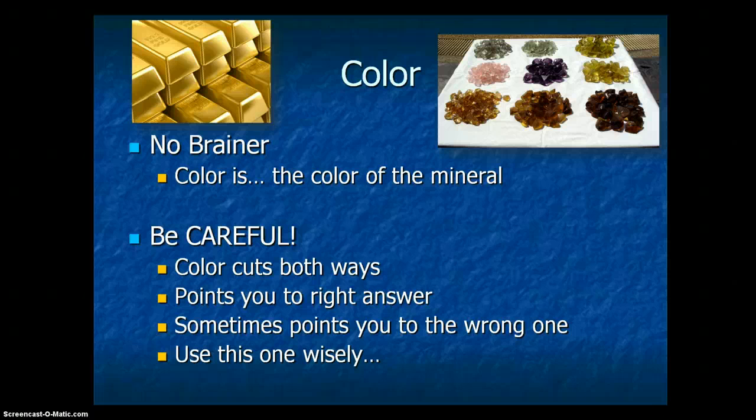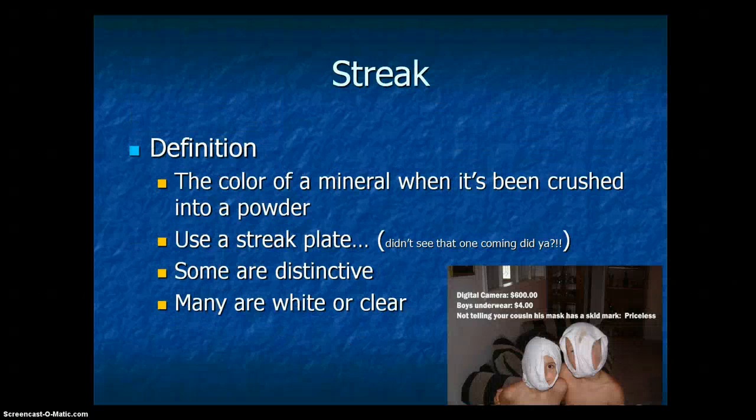Pyrite and chalcopyrite are an example of being careful with color because they look an awful lot like each other when it just comes down to color. But if you use some of these other properties, you can really get the name very, very easily and very accurately. So another one would be streak.